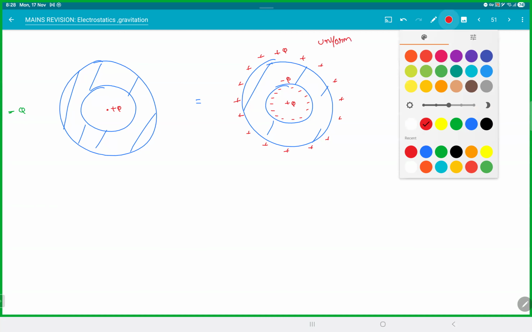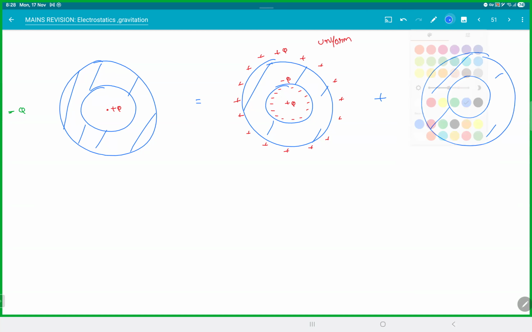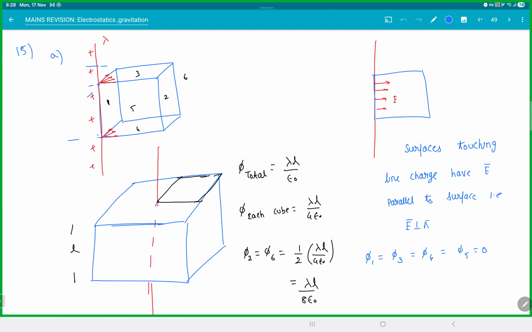Great. Now forget about the inside one, look at the outside one. This outside charge minus Q will not keep quiet. That will induce a non-uniform charge plus small q, and it will induce another non-uniform charge on the other side, which is minus small q. So in total, the outside will be 0. So force is being asked on what?